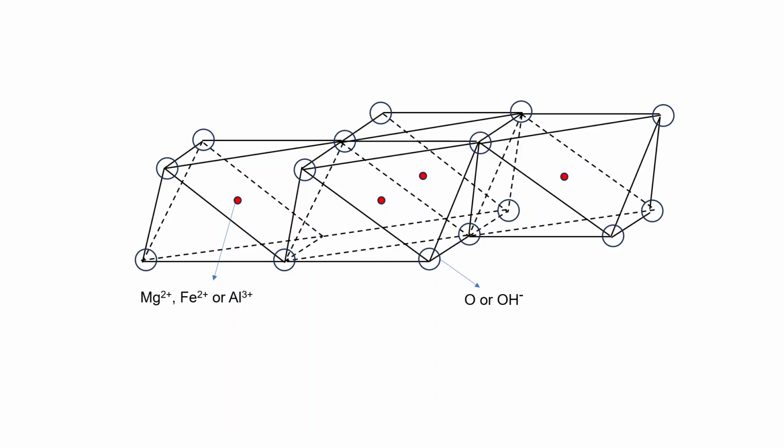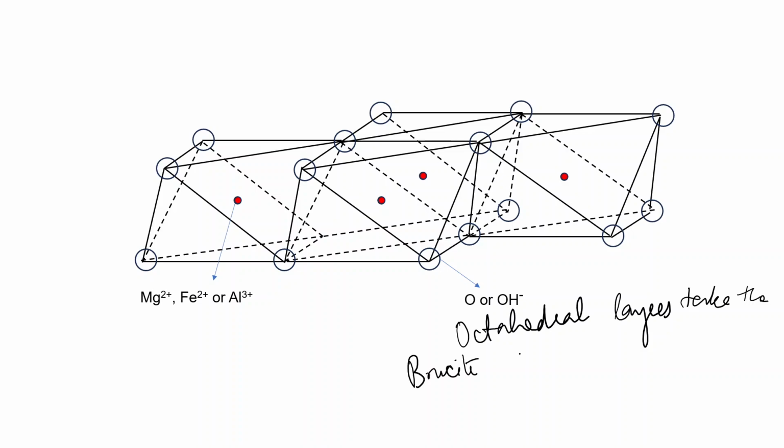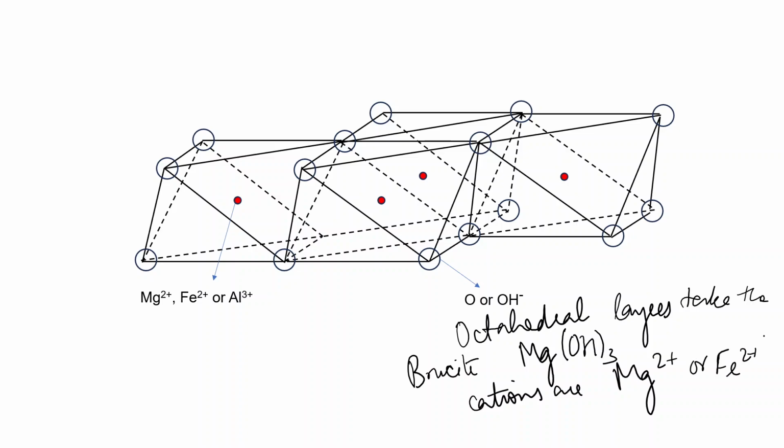Now, once these octahedral layers form, they take the structure of brucite. When I say brucite, I am sure you all must know Mg(OH)3. And this brucite layer will be taken up when the cations are Mg2 plus or Fe2 plus. But if the cations are Al3 plus, then it will be the gibbsite layer.